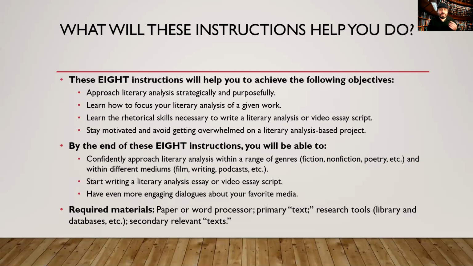And so for the required materials that you need for this, you really don't need much. You just need a piece of paper or word processor to take notes and start getting your ideas down and start writing. You need the primary text, whatever that is you're working with. So if you have been assigned a short story for class or assigned to analyze a certain kind of film, those are the primary texts you're going to need to have handy. You also need research tools available, like your campus library, your local library, library databases, or secondary relevant texts that you find through research. So those are the required materials you might need for this literary analysis.